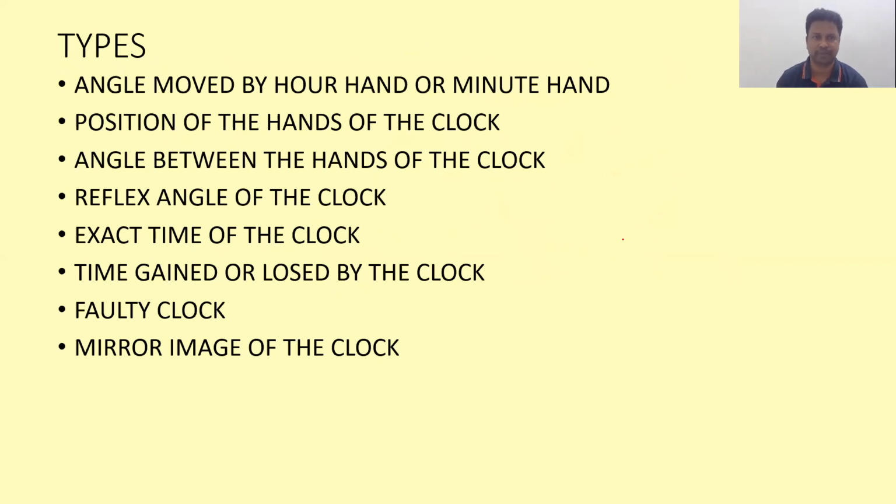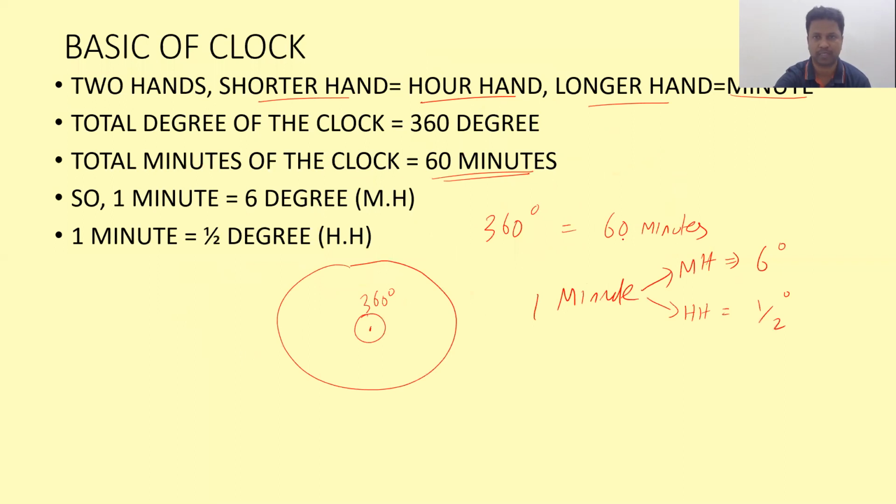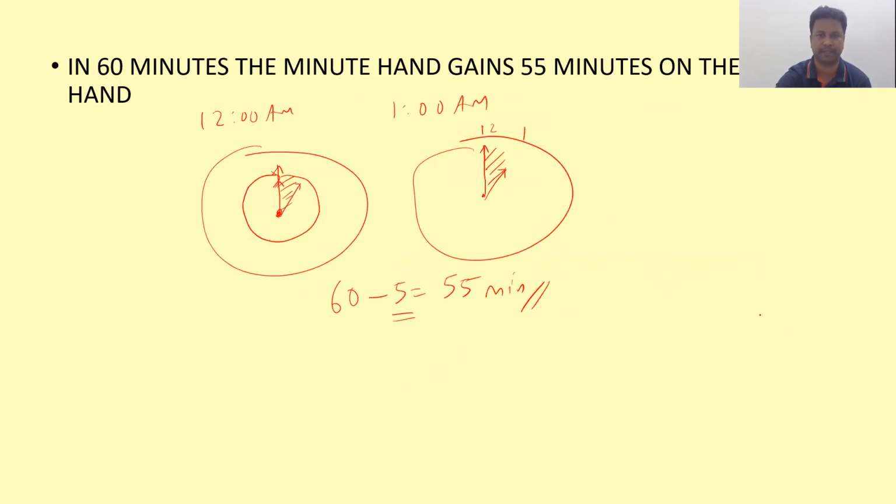So these are the types. We are going to see all these types in the next video. Once again, let us revise the basics. There are two hands: the longer hand is called the minute hand, the shorter hand is called the hour hand. The total degree is 360 degrees, the total is 60 minutes. In 1 minute, the minute hand covers 6 degrees, and the hour hand covers half a degree.